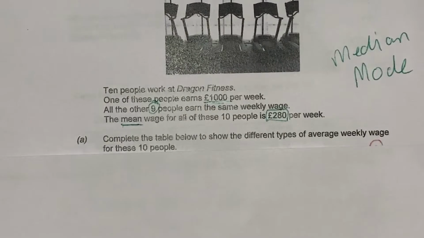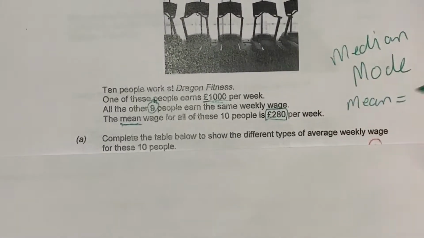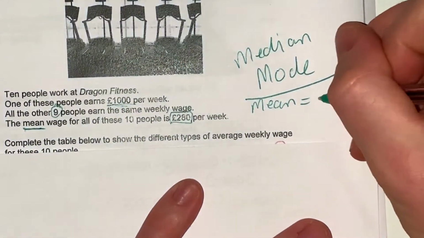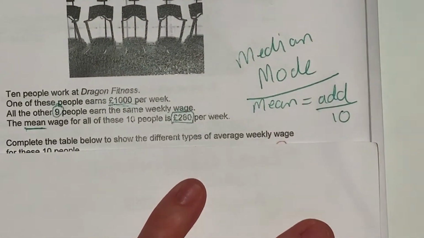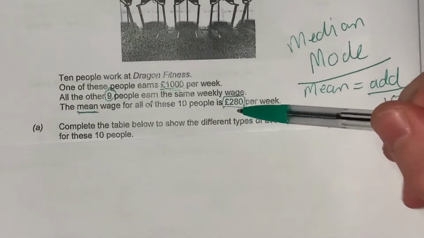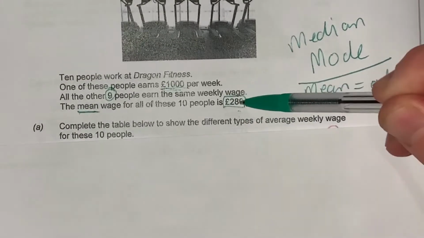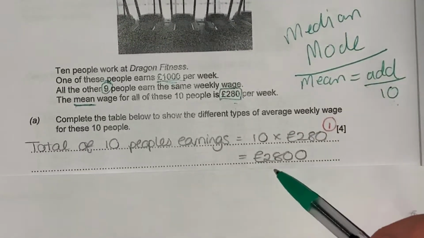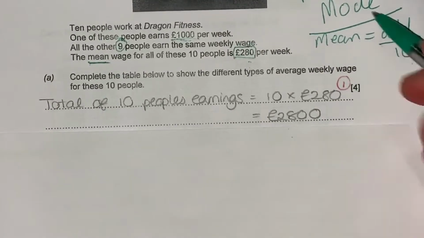So the first thing you need to do is find out what all of their money adds up to. To calculate the mean, we would have added up the 10 people and then divided by 10, because there are 10 people. So if 10 people had a mean of 280, the only way I could find out what they add up to is to do 10 times the £280 per week. That's the first thing I've done for 1 mark. 10 times 280 is £2,800. That's what all of the 10 people's wages added up to.